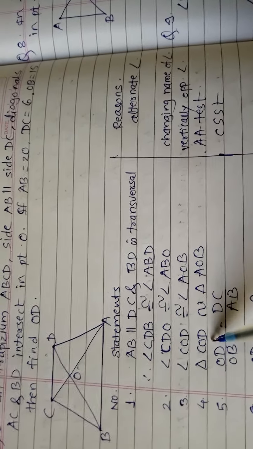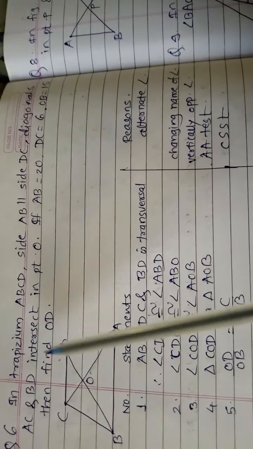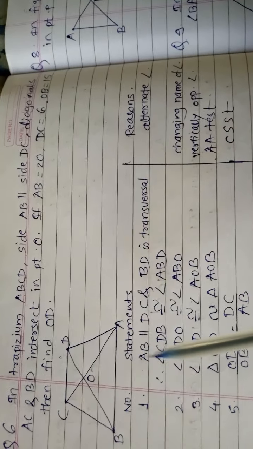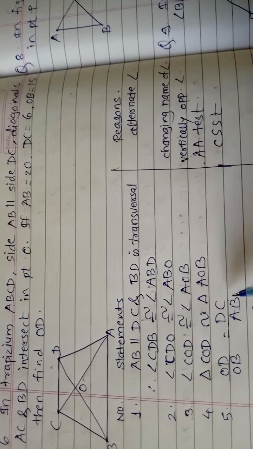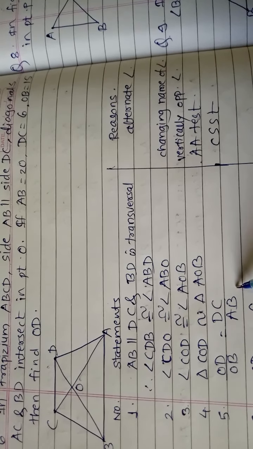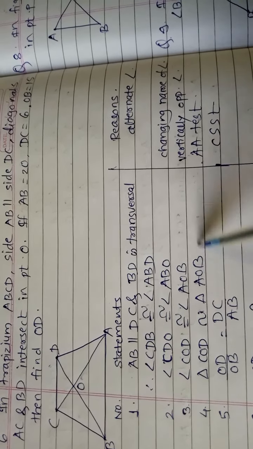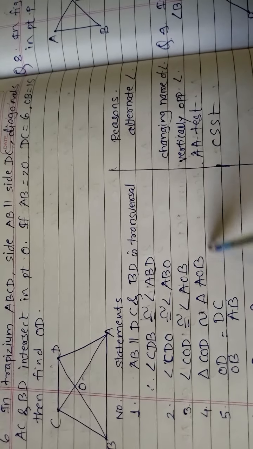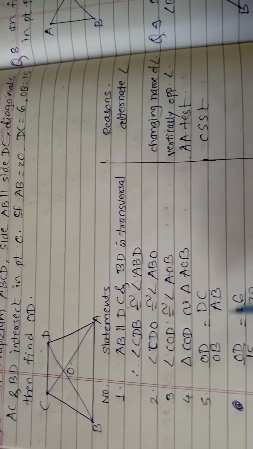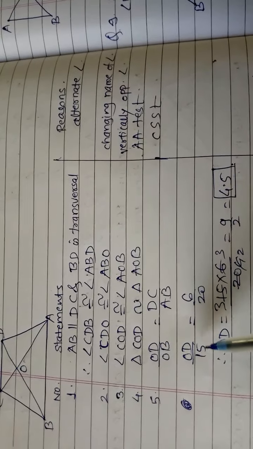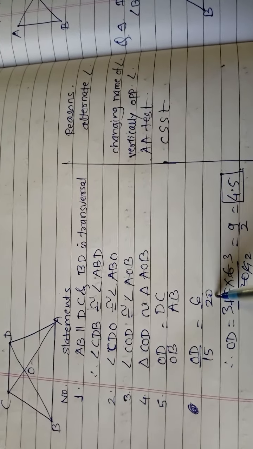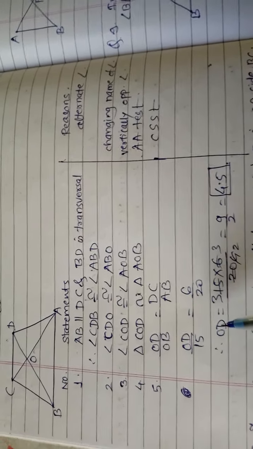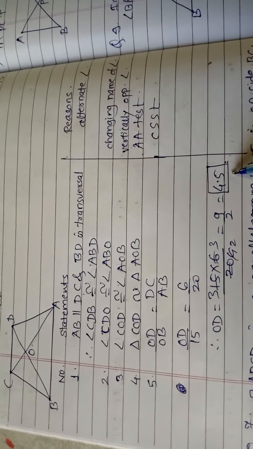So triangles COD and AOB are similar by the AA test, and since the triangles are similar, their sides are in proportion. So OD upon OB is equal to DC upon AB, by CSST. OB is 15, DC is 6 and AB is 20, as given. Taking cross we can find OD. So OD is 4.5.